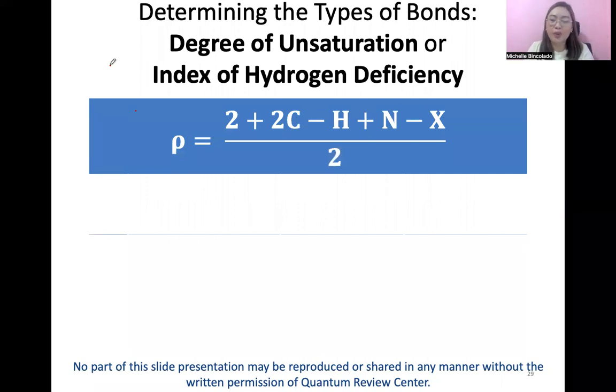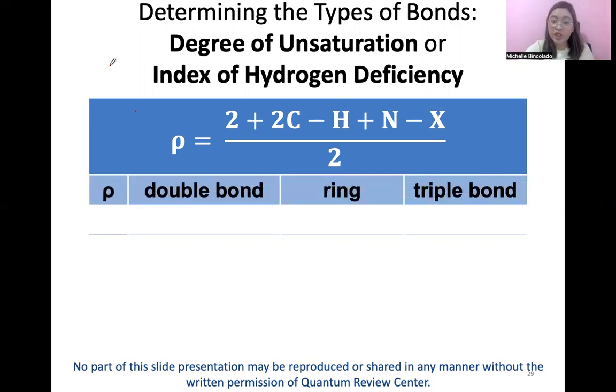Rho is equal to (2 + 2C - H + N - X) / 2. This means, guys, the number of atoms. 2C means 2 times the number of carbons in a given molecular formula, minus H, the total number of hydrogens, plus N, the total number of nitrogens, minus X, the total number of halogens. You always get a whole number for this: 0, 1, 2, 3, etc.